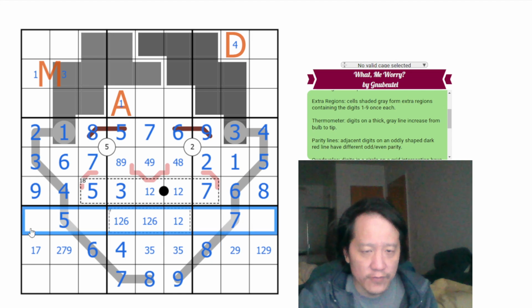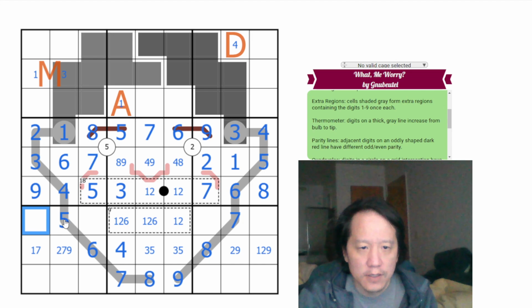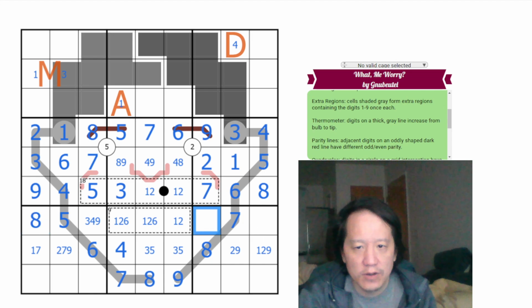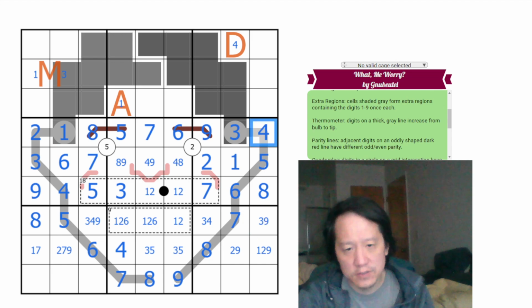In row 7, we have 3, 4, 8, and 9. So this is 3, 4, 8, and 9. That can't be 8. These can't be 8, therefore this has to be 8. 3, 4, 9. So now we are looking for 3, 4, and 9. That can't be 9. This is 3 or 9 because of this.